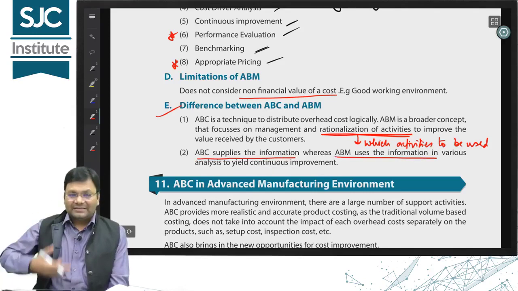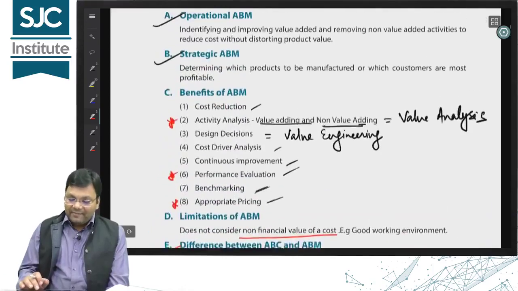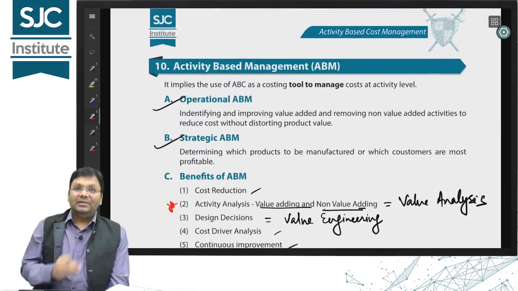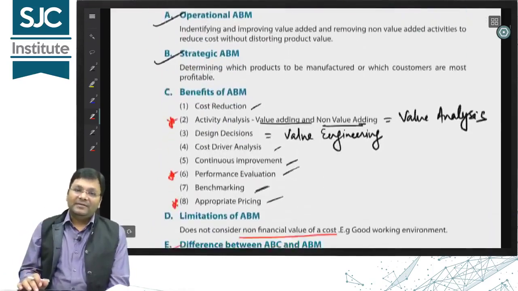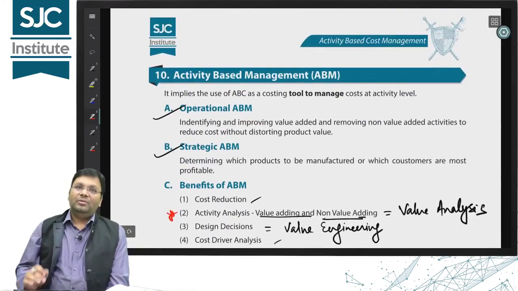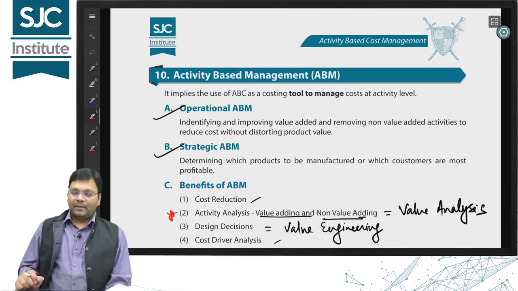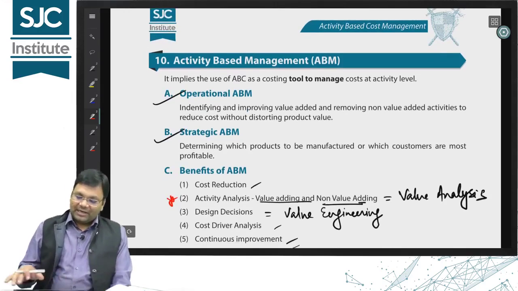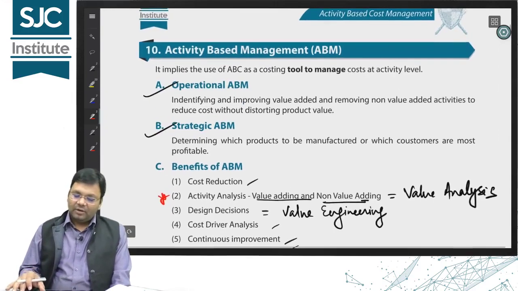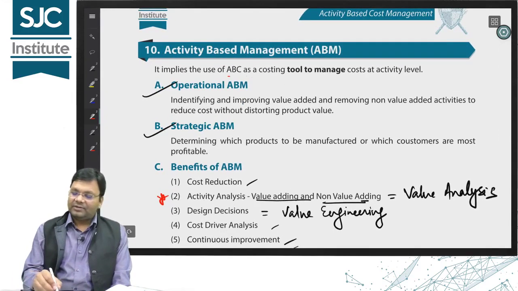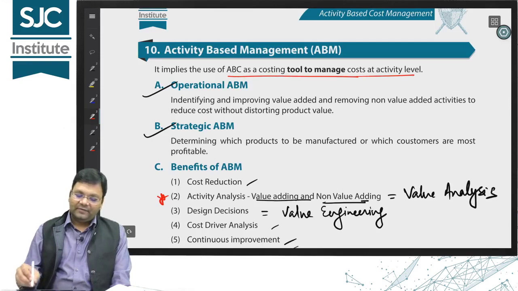So that's how I started with the concept that ABM is about using the information provided by ABC in order to bring more improvements and more value addition in the products that the company is producing. Okay, so you can just check whether I have covered everything or not. It implies the use of ABC as a costing tool to manage cost at activity level.